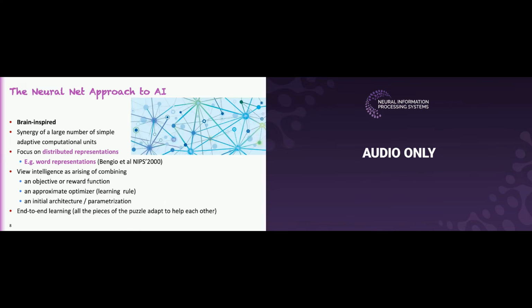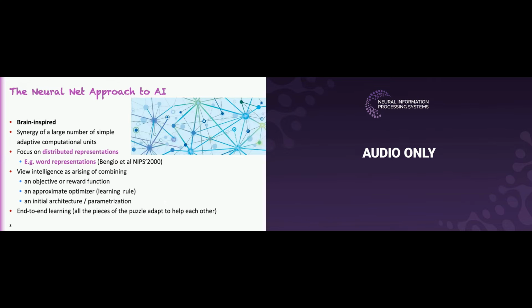So in neural nets, we have a large number of simple adaptive computational units, and they form patterns of activity, which we call representations, or more precisely distributed representations, because an entity like a symbol is going to be represented by this rich pattern of activity. And that's basically what is behind the idea of word representations that I introduced in the NeurIPS paper in 2000, and that is still at the heart of current natural language processing based on deep learning.